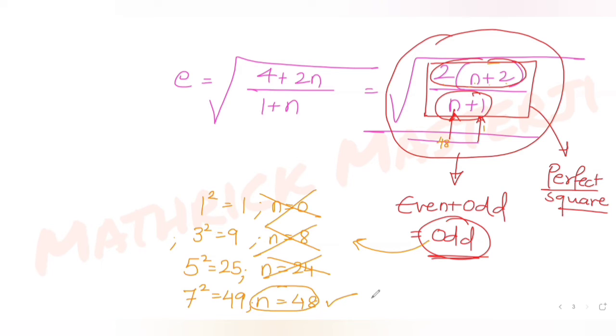And from there, you get E is equal to square root of (48 plus 2, 50, 50 into 2, 100) divided by (48 plus 1, which is 49). So that gives you E as 10 over 7. So from here I get E is nothing but 10 over 7. That's your eccentricity. And once I get E as 10 over 7, the question is further asking you to figure out the length of latus rectum.